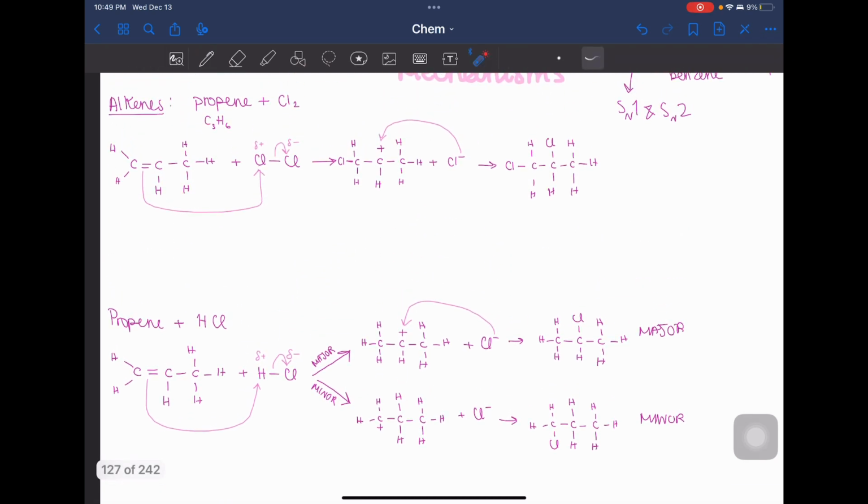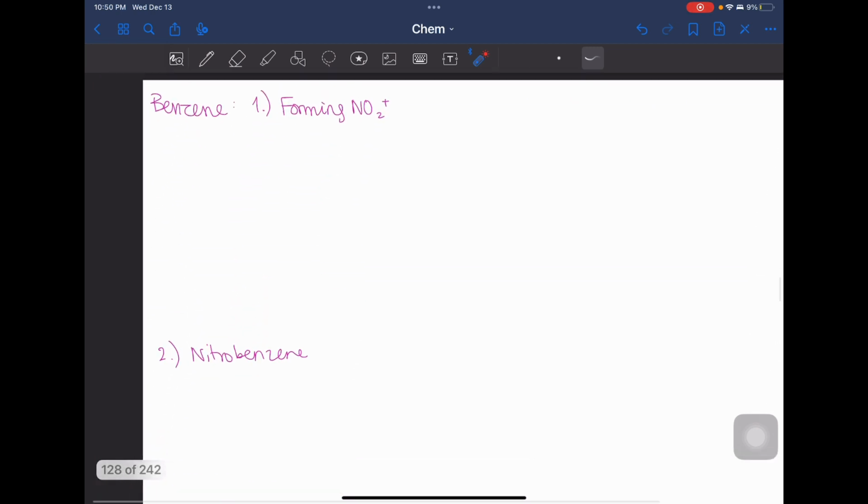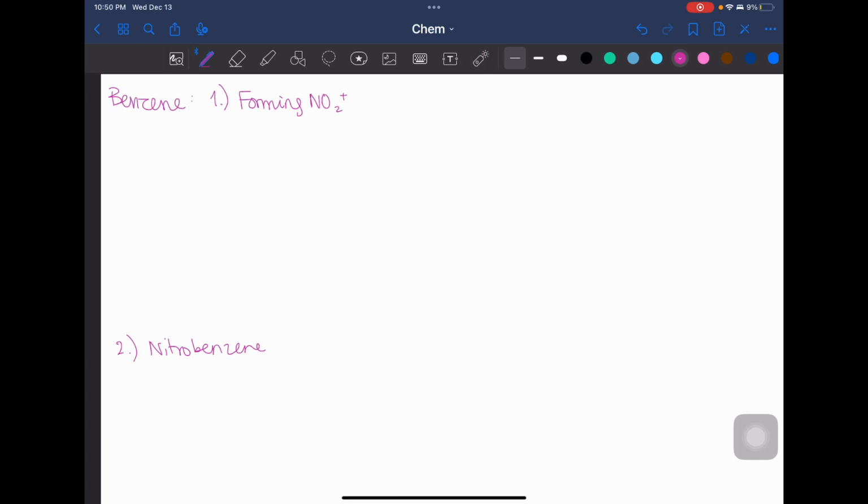So, quick recap. Break the bond. Repel the C's. The positive one goes to the one with more H's. The negative one stays as a negative ion. The negative charge will attack the carbocation and produce the final product. This applies to both. Moving on, we have benzene.